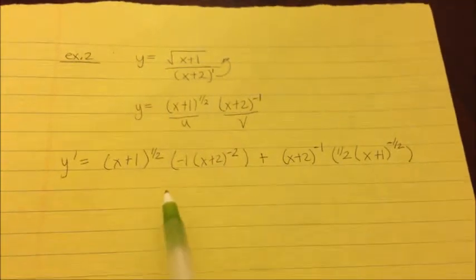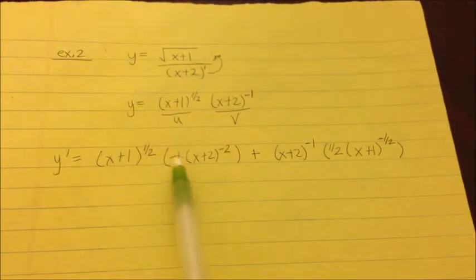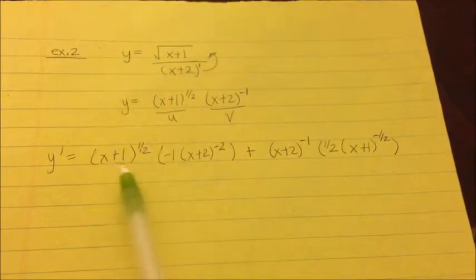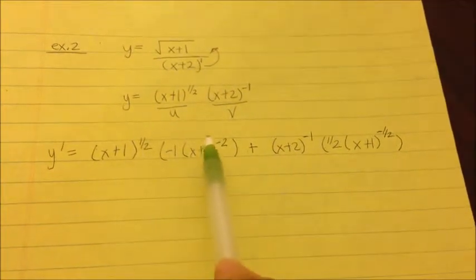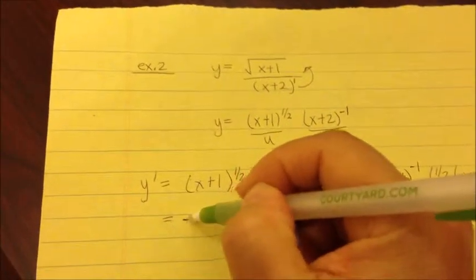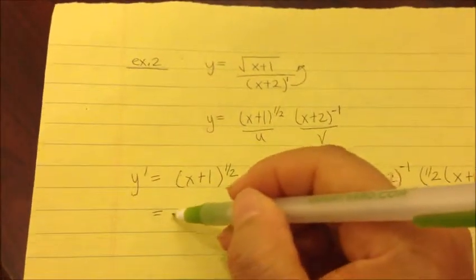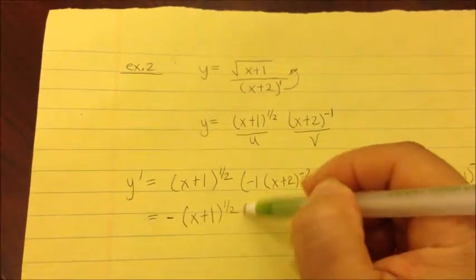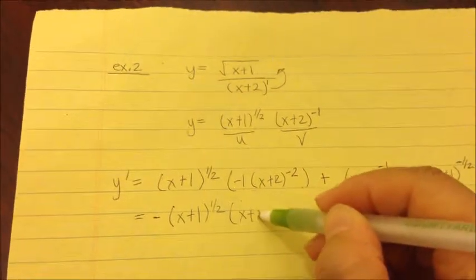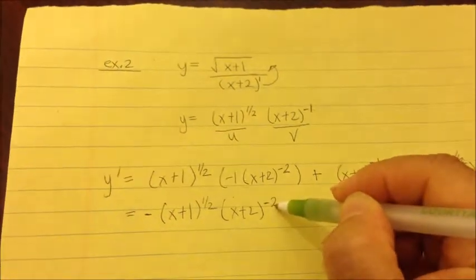Okay, so now to simplify, I think the only thing I can do on this part right there is to probably just bring the negative 1 up in the front. And everything else, we're just going to have to leave the exponents as they are. So then I have negative 1, which I don't even need to put the 1. I just put negative x plus 1 to the half power. Then we have x plus 2 to the negative 2 power, right?